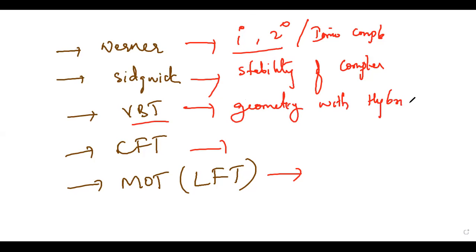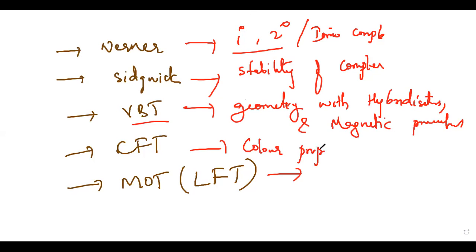He also explained the magnetic properties. But he didn't explain some properties like color. The CFT will explain the color properties. Again, MOT theory or LFT theory will explain the ligand orbitals. So each theory modifies the old one.